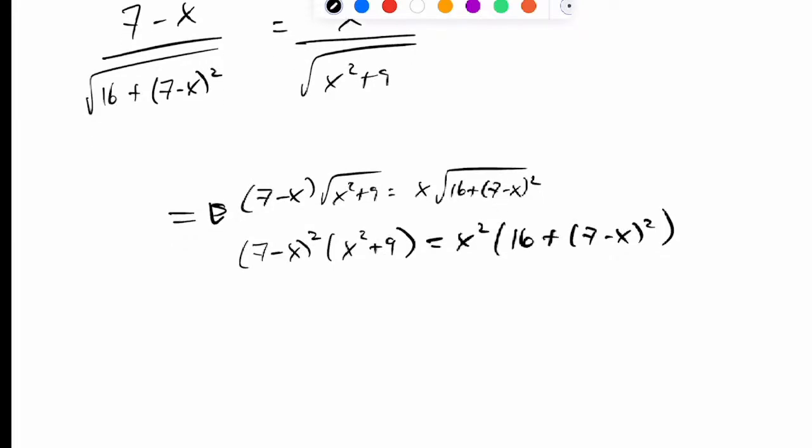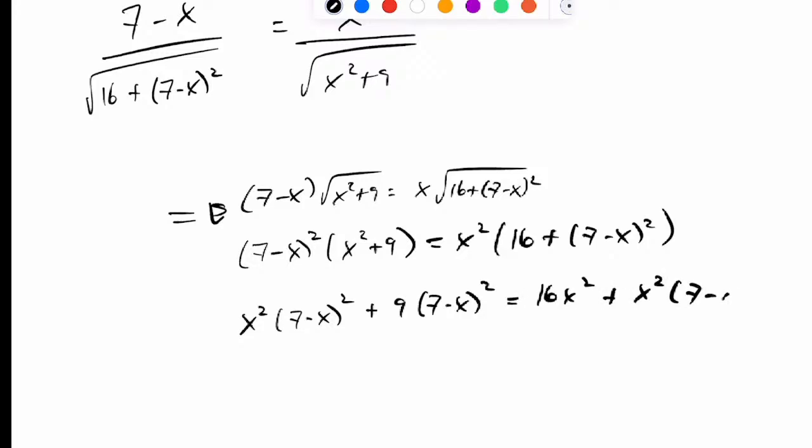To solve this one here, if I distribute this, you get x squared times 7 minus x squared, plus 9 times 7 minus x squared equals 16x squared plus x squared times 7 minus x squared. So these end up canceling here and here. See, they end up coming out to be the same, which is nice. So now you're just solving this part.